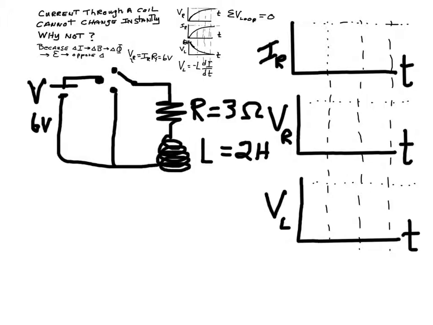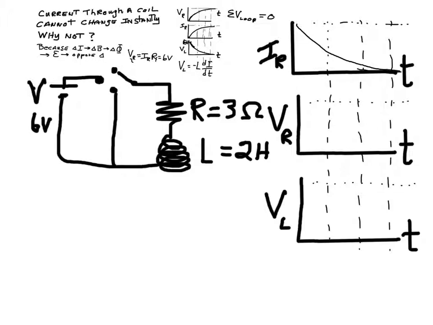Remembering current through a coil can't change instantly. So where were we left? We were left with the current high, 2 amps, I think, right? 6 volts divided by 3 ohms. So we were at 2 amps, and the current can't change instantaneously, so it's going to start at 2 amps, and it's going to follow an exponential decay towards 0.